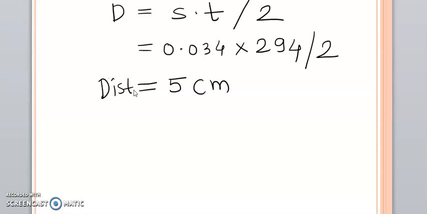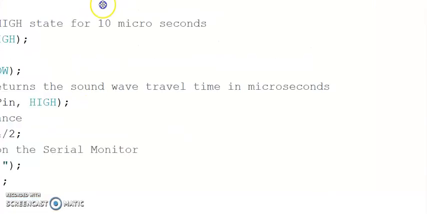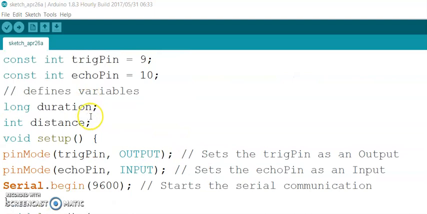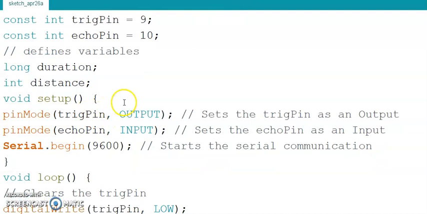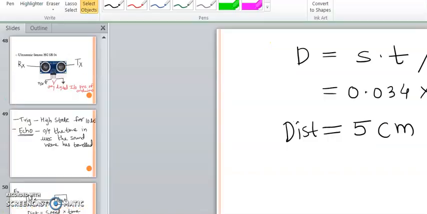Now let us move towards the Arduino IDE to configure this ultrasonic sensor with Arduino. The code is already written. As discussed earlier, the Arduino sketch consists of two parts: one is setup, the other is the loop. Setup includes setting up of the hardware. So what is basically the hardware for this?